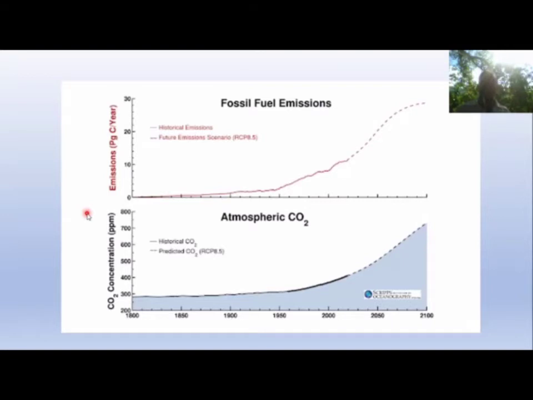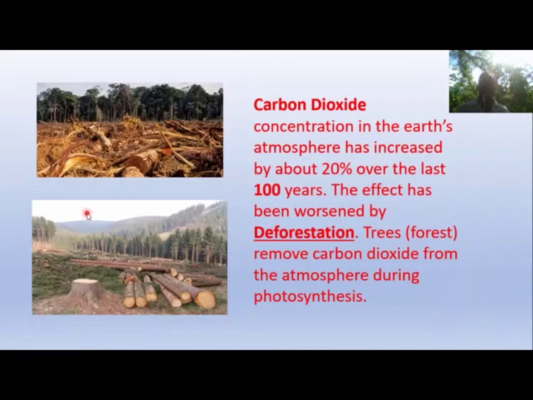So what does this mean for us when we have this massive jump in the amount of carbon dioxide within the air? This also means something serious. Carbon dioxide concentration in the Earth's atmosphere has increased by 20% over the last 100 years. And based on the graph, we can see that. It just starts to shoot up because we start to make more buses, more planes, more trucks, more cars, more ships, more engines.